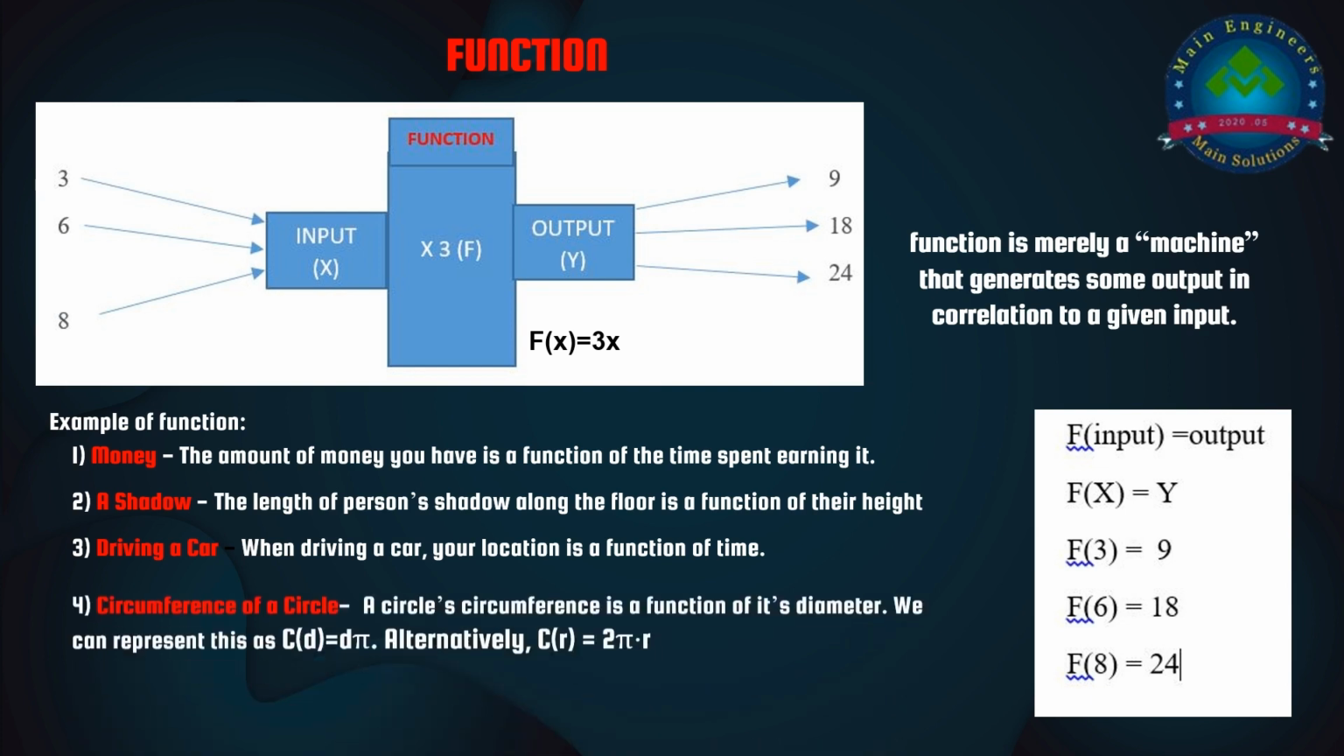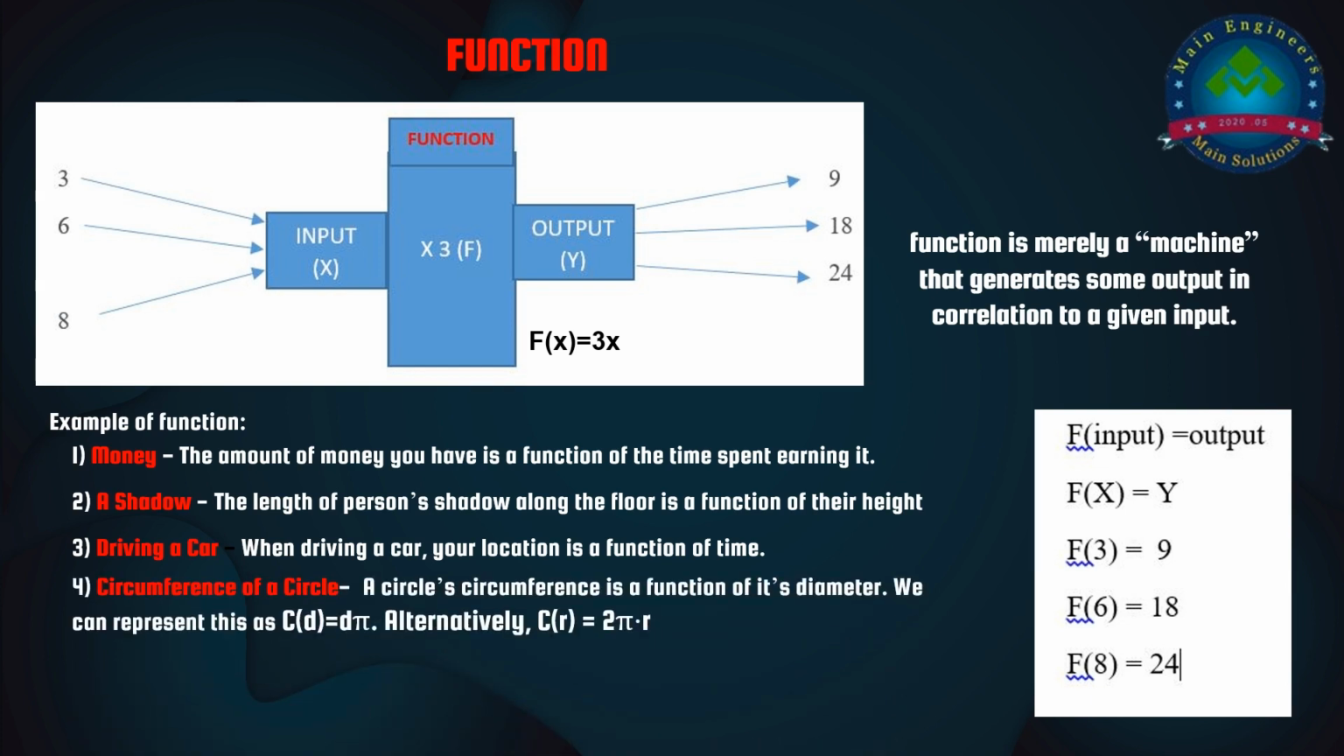Similarly, the circumference of a circle. A circle's circumference is a function of its diameter. As we know, for a longer diameter, the circumference will be different. For a shorter diameter, the circumference will be different. We can also represent this as an equation. So C(d) = d pi, alternatively C(r) = 2 pi r, as diameter is equal to twice the radius. Also, the position of a planet is a function of time. For different times, the position of the planet is different.